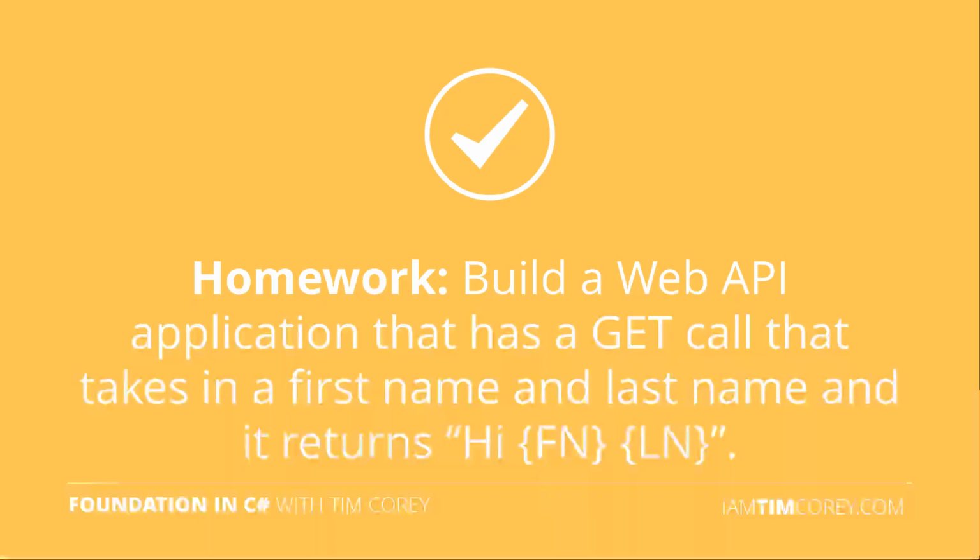Okay, your homework for today is to build a web API application that has a GET call that takes in a first name and a last name and it returns hi, first name, last name. Notice it's a GET call, not a POST call, and then it returns the string hello, Tim Corey. Give that a shot, see how you do. Once you're done with that, come on back for the next lesson where we're going to do a mini project with Web API.